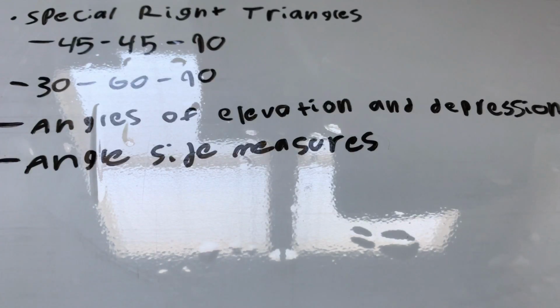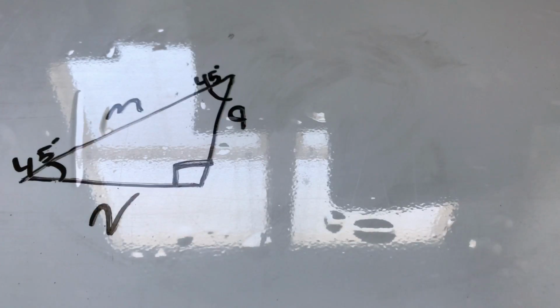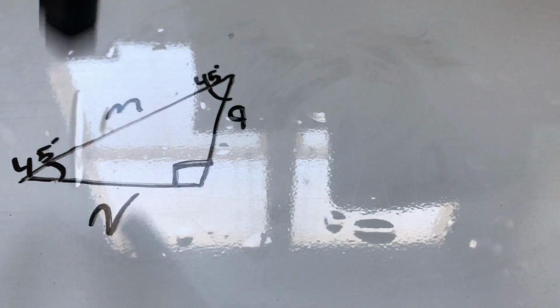Alright, so we're going to be learning about the following that you can see on the screen. It's going to be reviewing the chapter about special right triangles, 45, 45, 90 and 30, 60, 90, as well as angles of elevation and depression, and also angle side measures. The first problem we're going to be doing has to do with this triangle right here. And we're going to be trying to find what n is and then what m is.